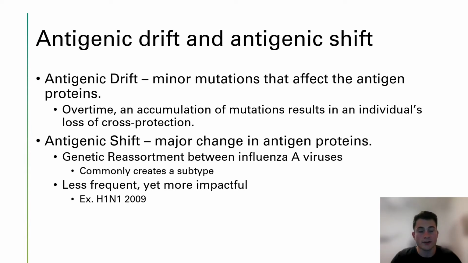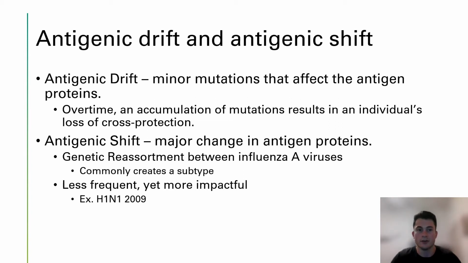This is a normal process, and usually if the mutations are minor, your immune system is able to still recognize a mutated virus despite being mutated. This is called cross-protection. However, over time, those mutations add up to the point where your immunity against the old flu won't recognize the new flu, and the person will lose his cross-protection.